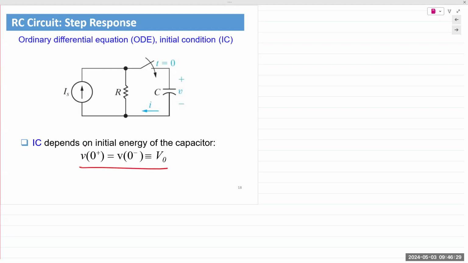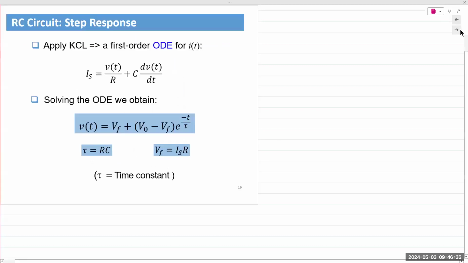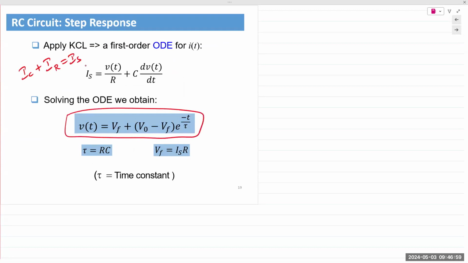A current source IS is connected. It could be a voltage that is connected, it doesn't really matter. Once applied, you apply KCL at the top. You again have the capacitor current and the resistor current summing up. Instead of summing up to zero, it's now summed up to IS. You get a first order differential equation. You solve that, and again, being repetitive here, you get exactly the same equation.